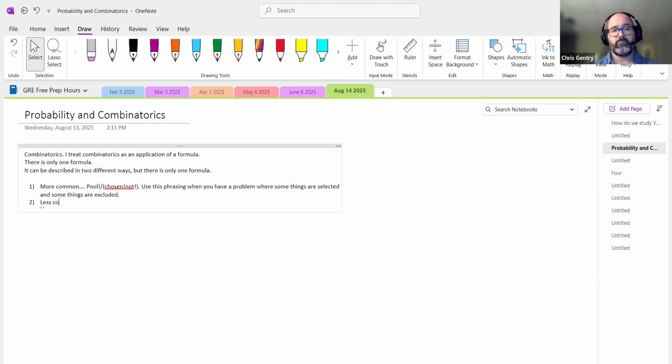The less common, but it definitely can still happen, is pool factorial over repeats factorial. Use this when you are shuffling things into different orders, but everything stays included.